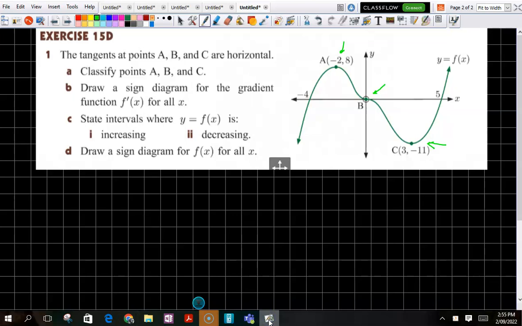All right, here goes. So A, we're going to classify point A. I mean, you might go, are you serious? I don't want to write this down. What is A? It's a local max. And you think, really? Is that all they're asking for? Yes, that's it.